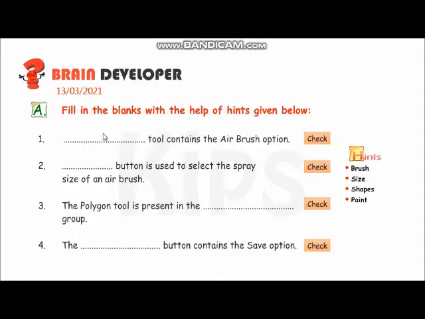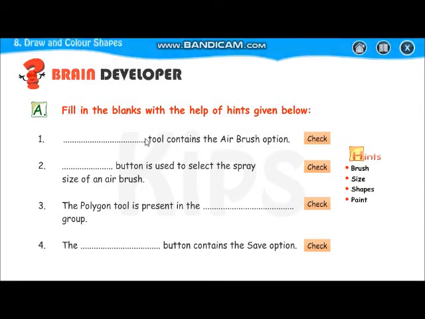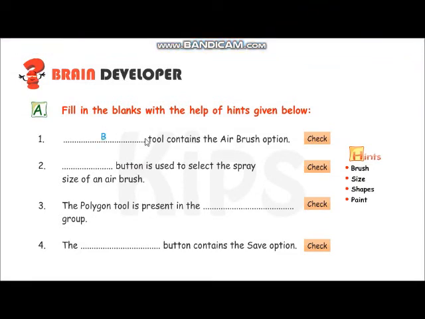Now what we have to do is write the words given here in the blanks. So what are the words here? Brush, size, shapes, paint. All the words are related to paintbrush. Now, the dash tool contains the airbrush option. We have seen the airbrush option there. Where is that airbrush option? So it is in your brush tool.